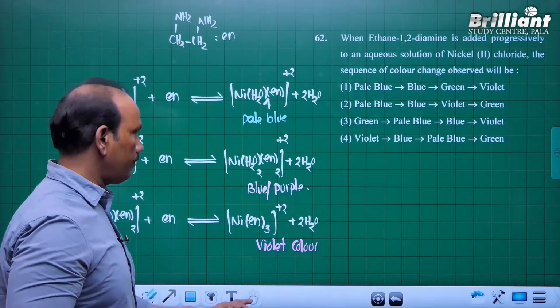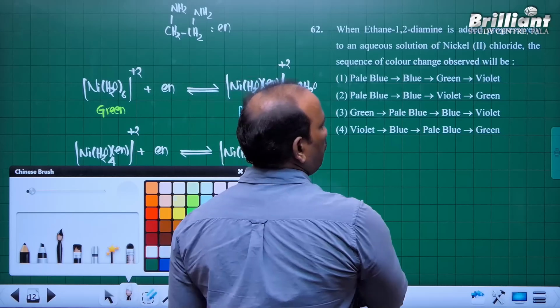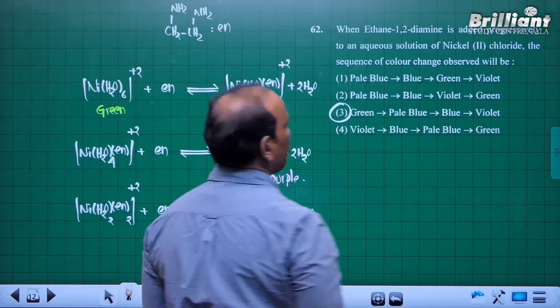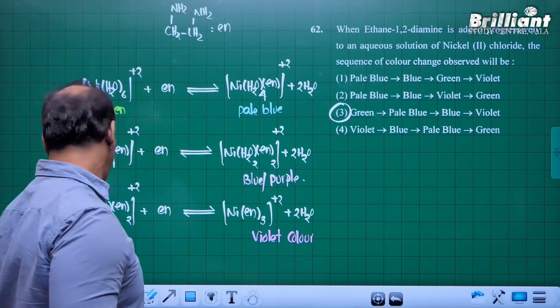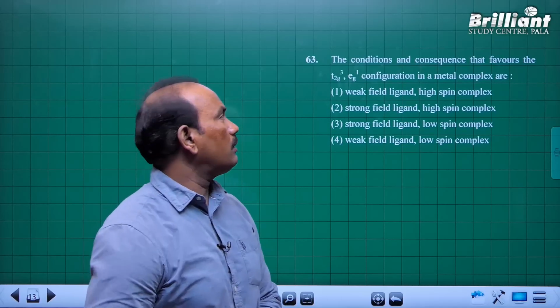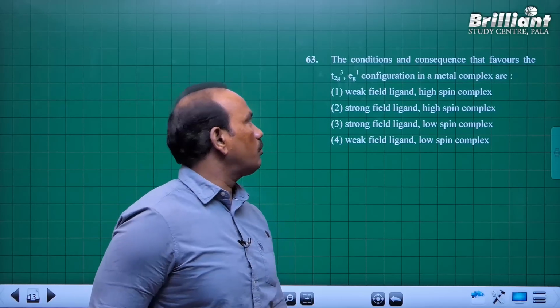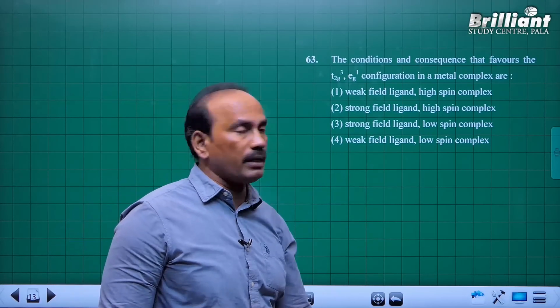Okay na? So option is green, pale blue, blue, violet. This is okay. Now the condition and sequences of favorable T2g3 and eg1 configuration of metal complex.